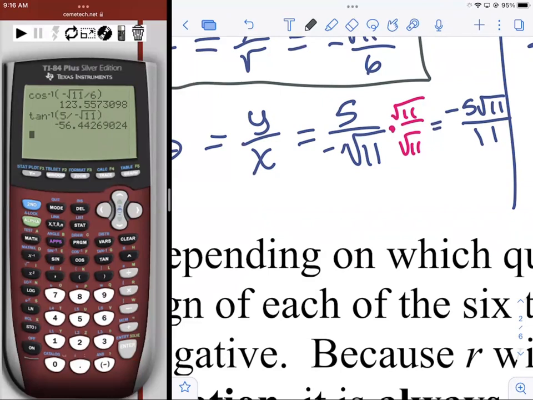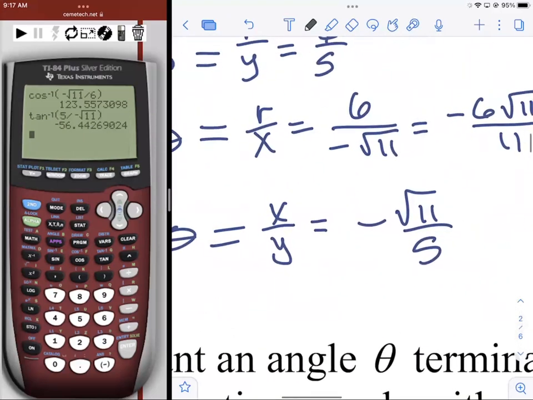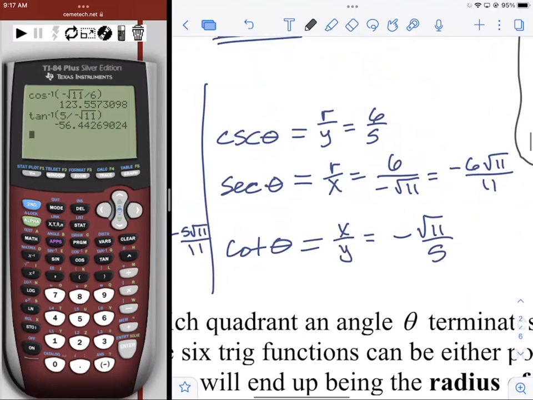But notice it got to quadrant 4 not by going all the way around. It got to quadrant 4 by going straight down to it. What's the reference angle of negative 56.442? Positive 56.442. Yeah. So again, it's the same reference angle. So there you go. You can use sine, cosine, or tangent, either one of them. And as long as you know that the calculator's angle's reference angle is the same as your reference angle, you've got it.